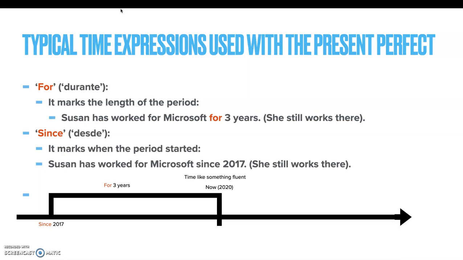The graphic can show you how we can say the same thing with these two expressions, and that we mean that we still are doing that in the present. So since 2017 to 2020 is 3 years. Susan has worked for Microsoft for 3 years, or since 2017.